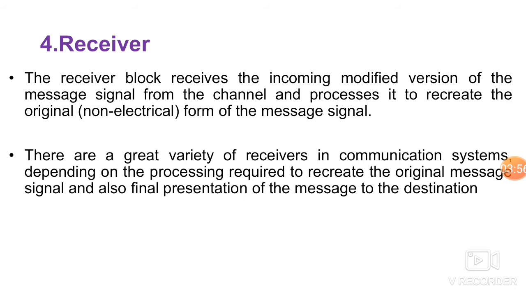The block next to the channel is called the receiver. In this receiver block, demodulation or detection is performed. Whenever the modulating signal is discrete, digital modulation techniques are used. The receiver block receives the incoming modified version of the message signal from the channel and processes it for the next block. There is a great variety of receivers in communication systems, depending upon the processing required to regenerate the original signal.